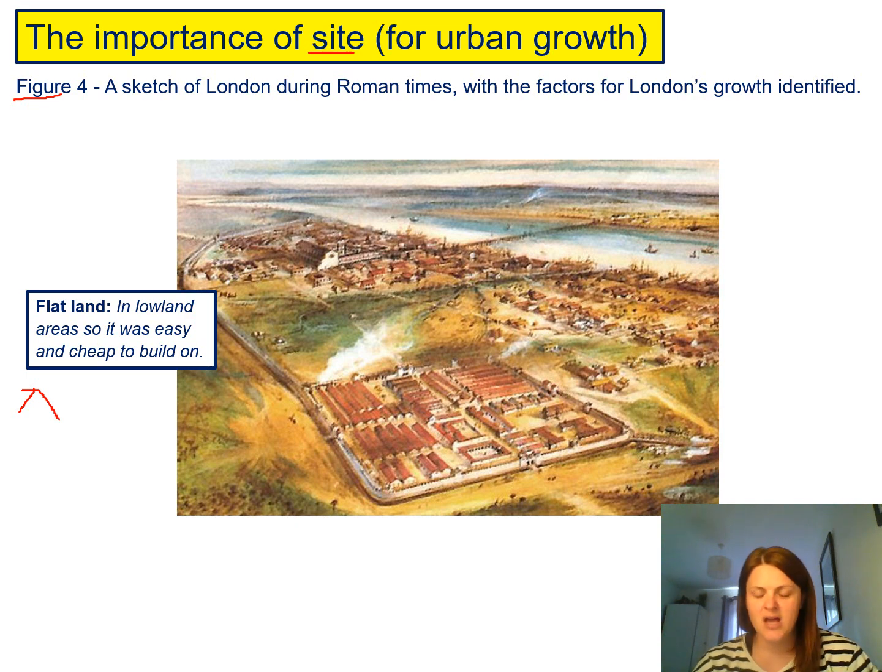So when the Romans came to the UK, they came right here and they thought this is great in London because the land is flat, they can build on it quite easily. Now if you have a quick look at this, you can see some other factors on what attracted the Romans to build the city here. Let's have a look around at some more factors.